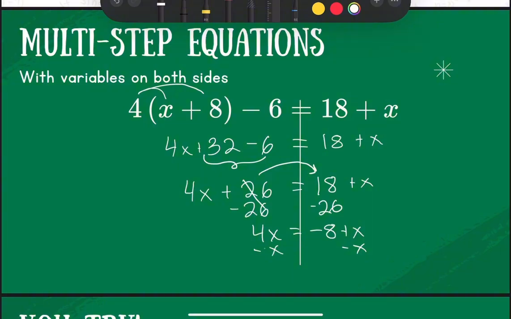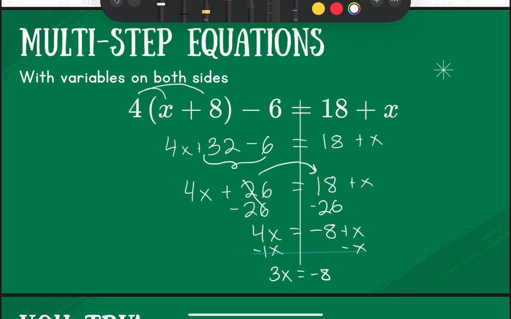And this x, remember that it's the same thing as saying 1x, okay? There's always that invisible 1. So I'm going to do 4 minus 1, which is just 3, and then I'm going to keep the x. So I am left with 3x is equal to negative 8.